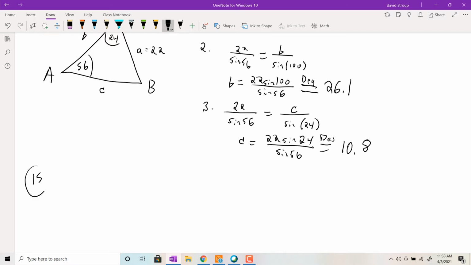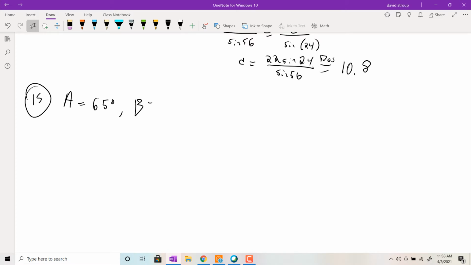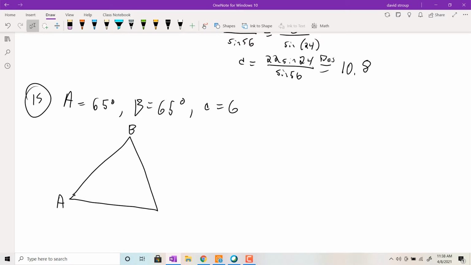So this is number 15. They give you A is 65 degrees, and then big B is 65 degrees, and then little c is 6. Okay, so you can set up your triangle here and see what you're dealing with. Big A, big B. Whoops, I always put those counterclockwise. Sorry, big B, big C. So this is little c, this is little a, this is little b. This is 65 degrees. B is also 65 degrees. They also give us c is 6.